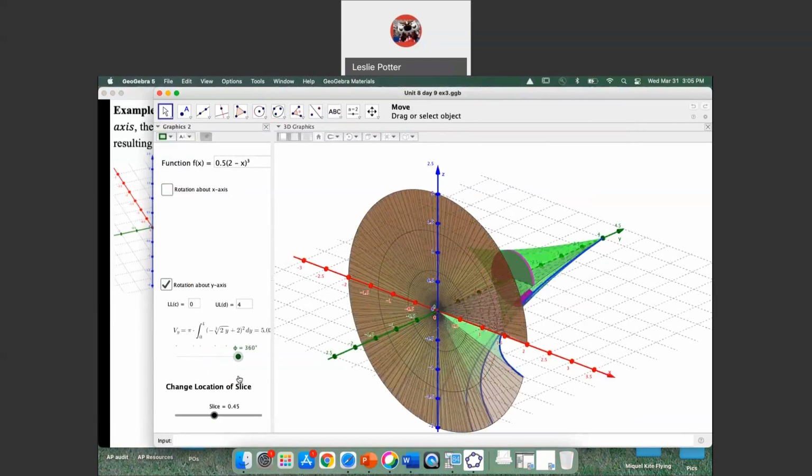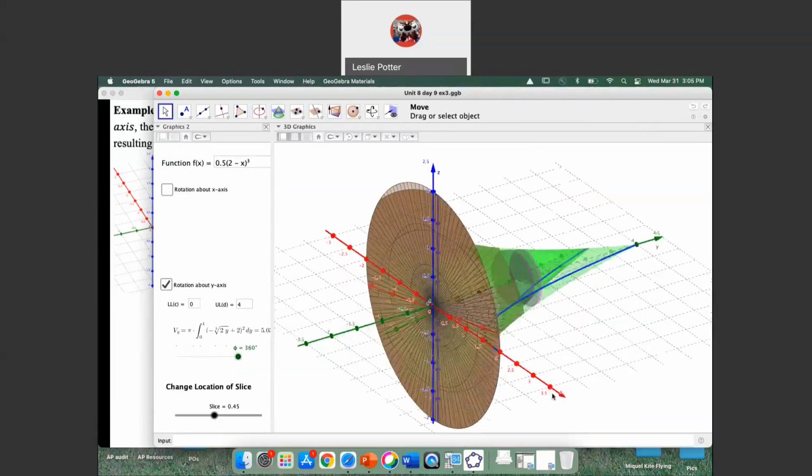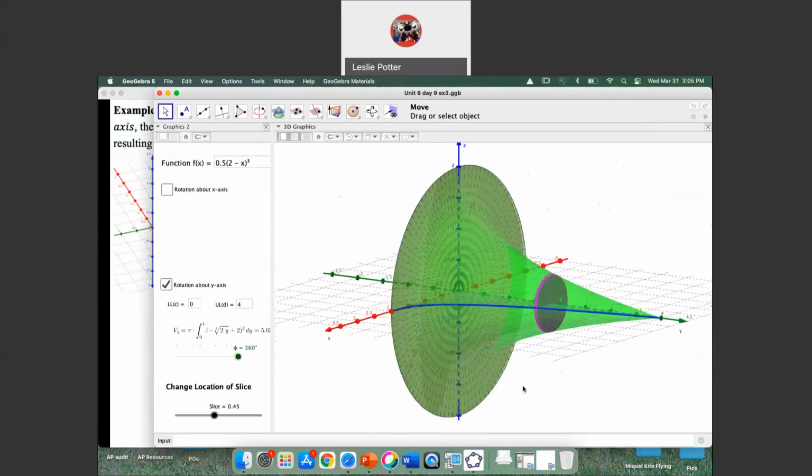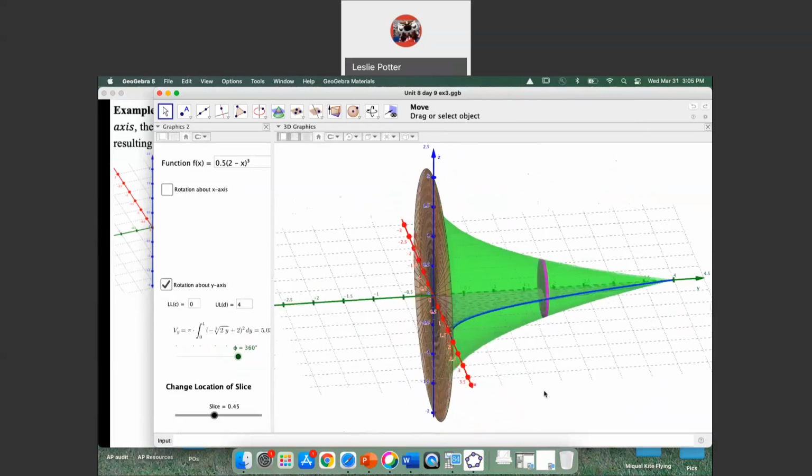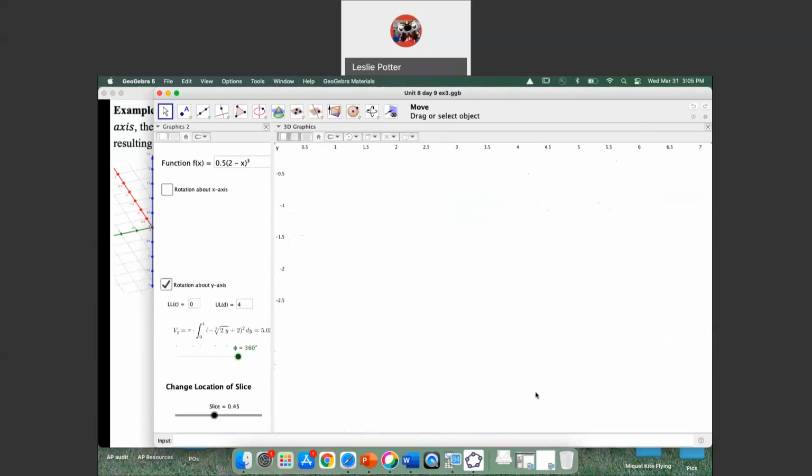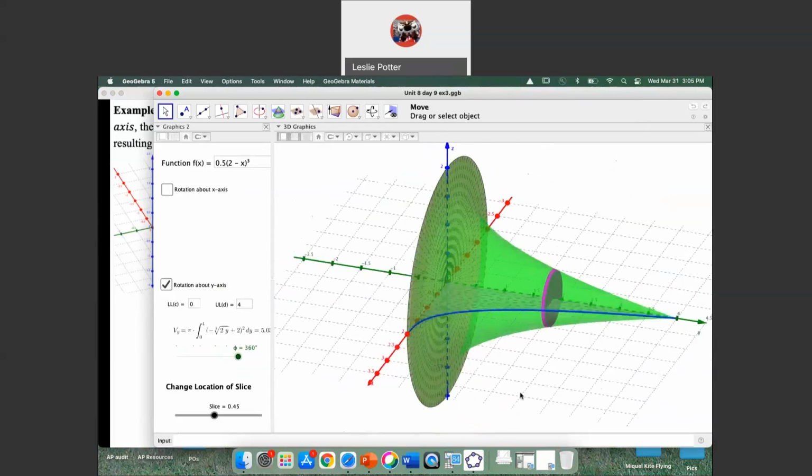I've heard people refer to this as the witch's hat. Just to give you a visual, you can see the disc there. Since we're going about the y-axis, this disc has a dy thickness, so we know this is going to be a dy problem. We've dealt with changing from horizontal to vertical axes, so we know we have a dy and a dx possibility.